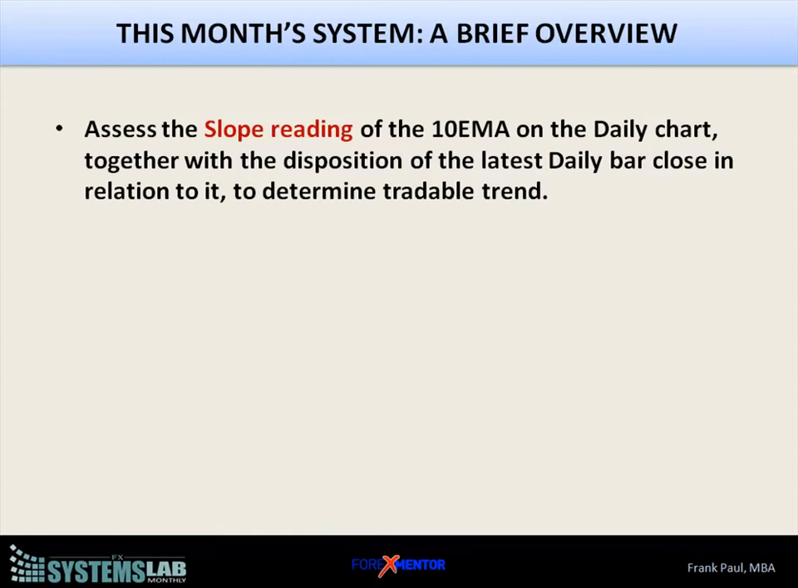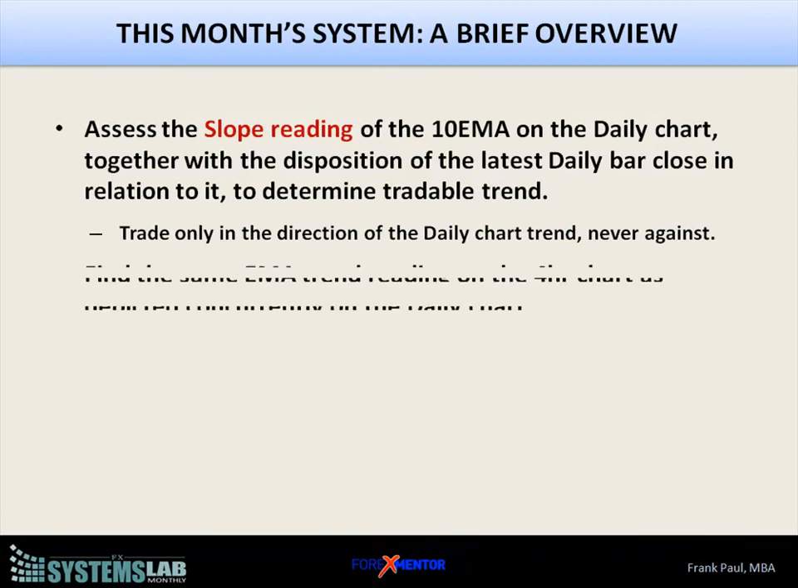In other words, for a downtrend, we need to see a bar-by-bar bearish slope reading on the moving average. We also need to see the latest daily bar close below it. And if we can line up a reading like that, we'll trade only in that direction.